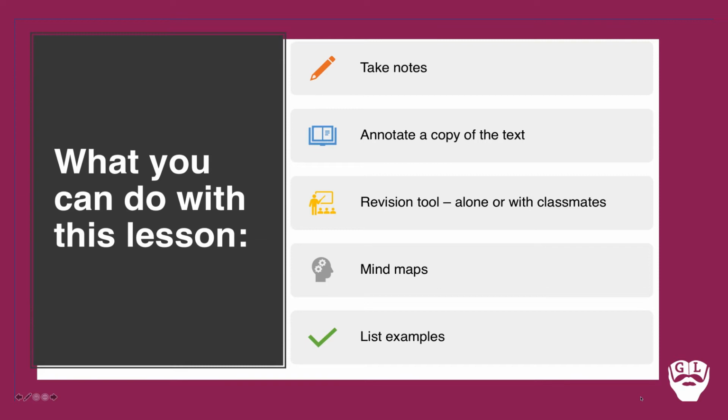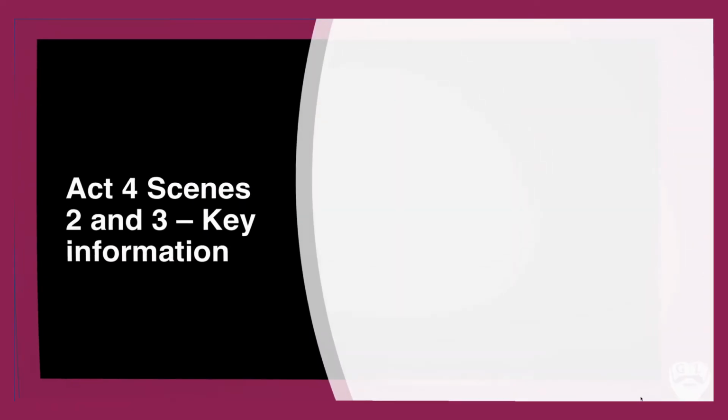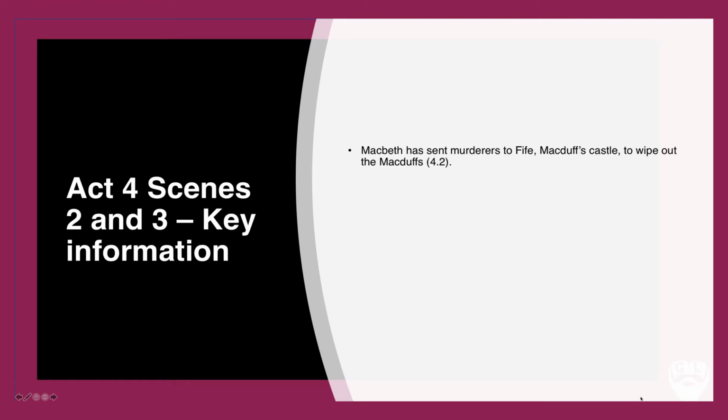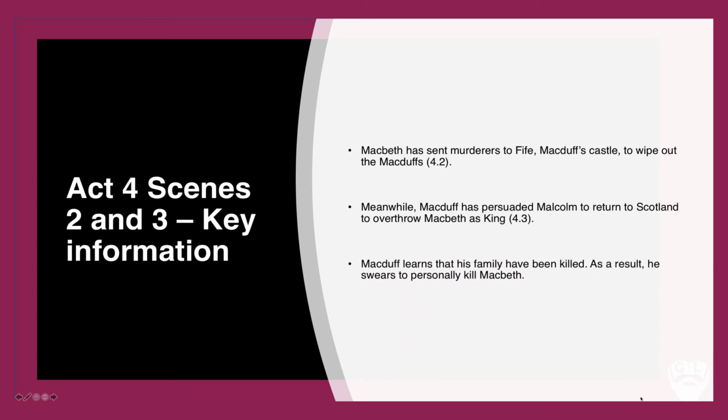So today we're looking at Act 4 Scenes 2 and 3. Some key information you need to know before we start the video. First of all, Macbeth has sent murderers to Fife, as we know, which is where Macduff's castle is, in order to wipe out the Macduffs. While that's happening, Macduff is persuading Malcolm to return to Scotland to overthrow Macbeth as king. Macduff learns that his family have been killed, and as a result, he swears to personally kill Macbeth in Act 4, Scene 3. So that's a very short version. We're going to be really immersive in this today and give you a lot more detail, starting now.